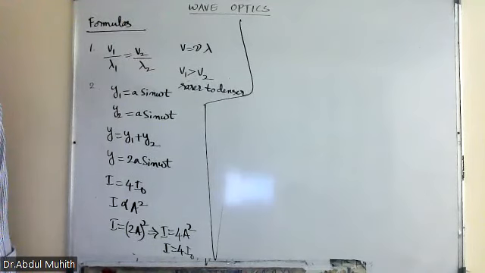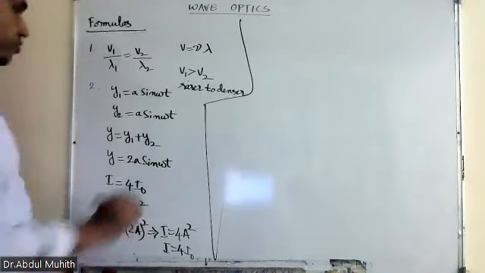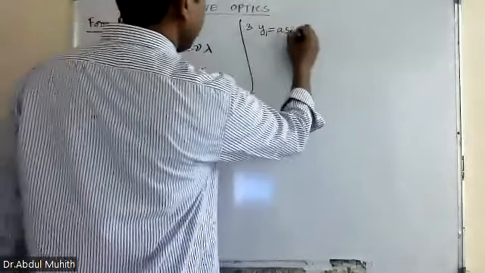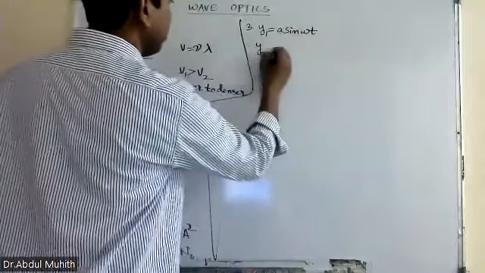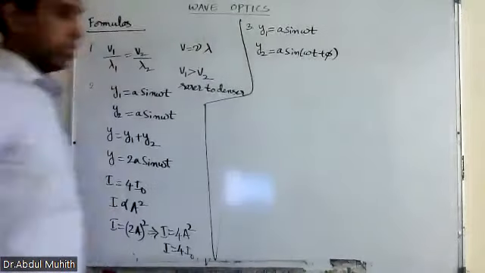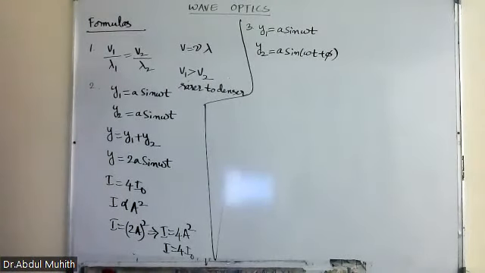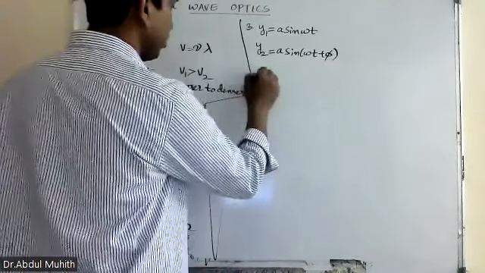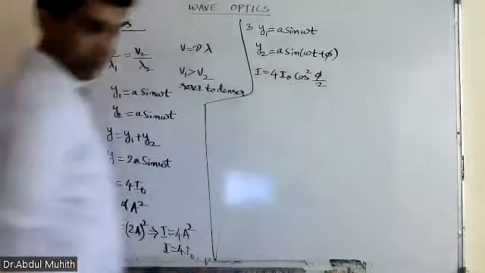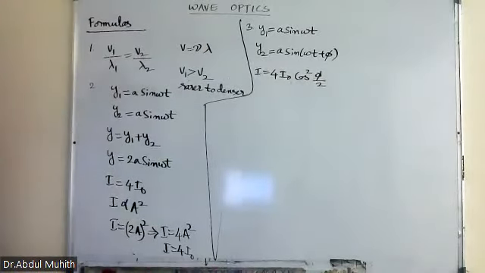The second intensity is, suppose the first wave is Y1 is equal to A sin omega t and Y2 is equal to A sin omega t plus phi. I'm not going to solve the derivation. If this is the way, then the intensity I is equal to 4I naught cos square phi by 2. This is the value.